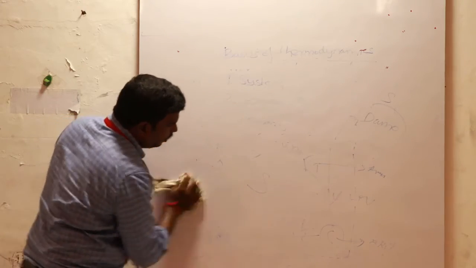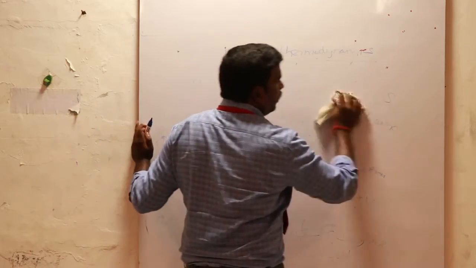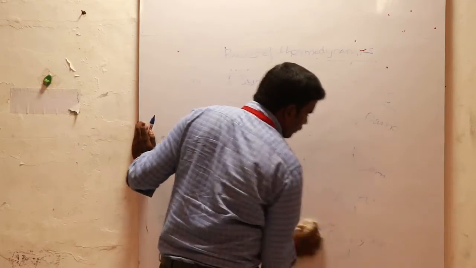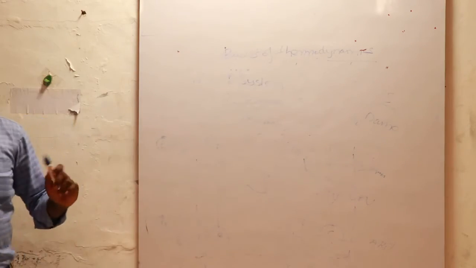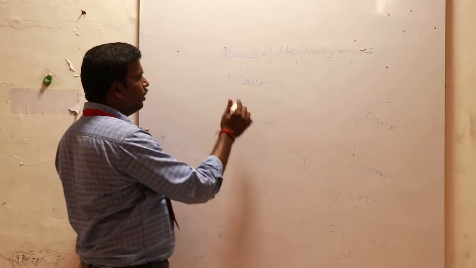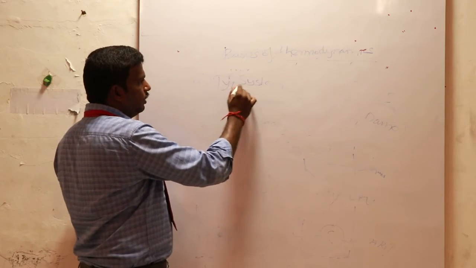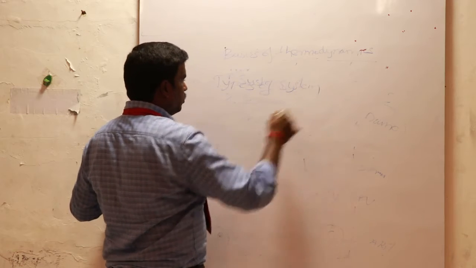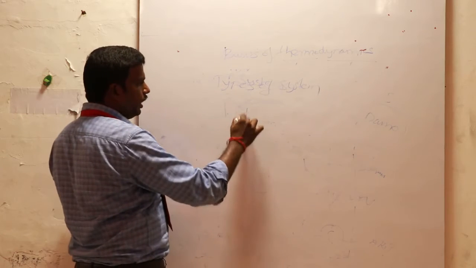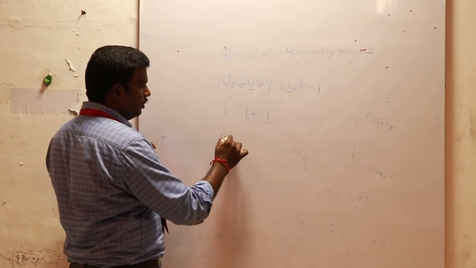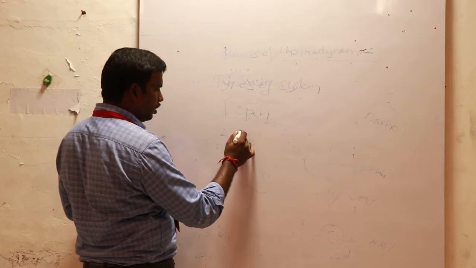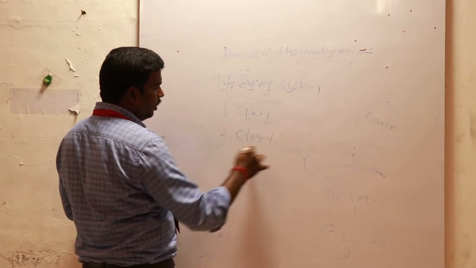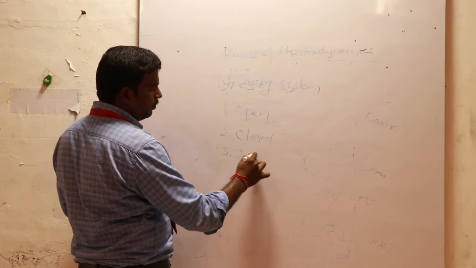Now we are going to study different types of systems. First we have seen what is a system, surrounding, and boundary. Now, what are the types of system? A system is basically classified into three types: the first is an open system, the second is a closed system, and the third is an isolated system.